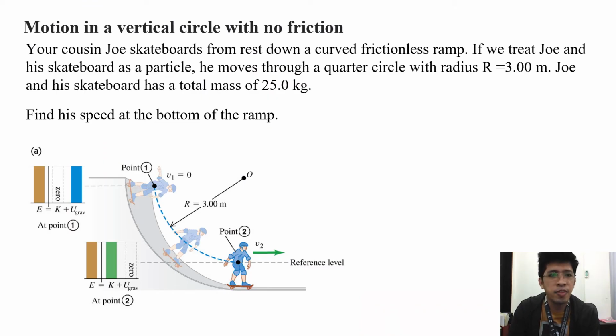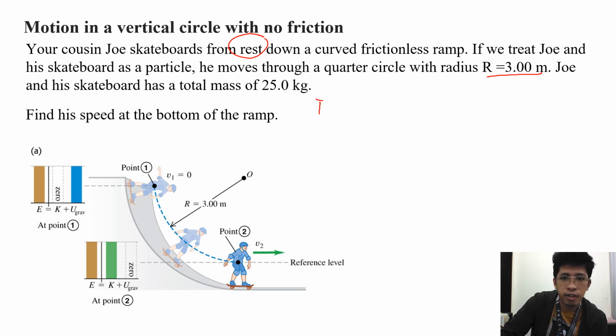So let's have an example. Your cousin Joe skateboards from rest down a curved frictionless ramp. If you treat Joe and his skateboard as a particle, he moves through a quarter circle with radius r equal to 3 meters. Joe and his skateboard have a total mass of 25 kilograms. Here you have a keyword: rest. So you have a quarter circle with a radius of 3 meters. Find his speed at the bottom of the ramp.